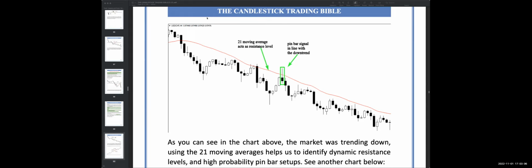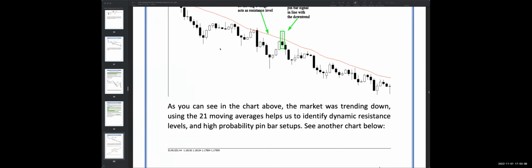So we're just going to continue. As you can see in the chart above, the market was trending down, using the 21 moving average. Plus, it helps us identify dynamic resistance. What they simply mean when they say dynamic resistance level is, a resistance level is when price is doing this, these lower lows, this is from previous lessons. I'm sure we are all on the same page. You draw that zone. That's a resistance level, right?